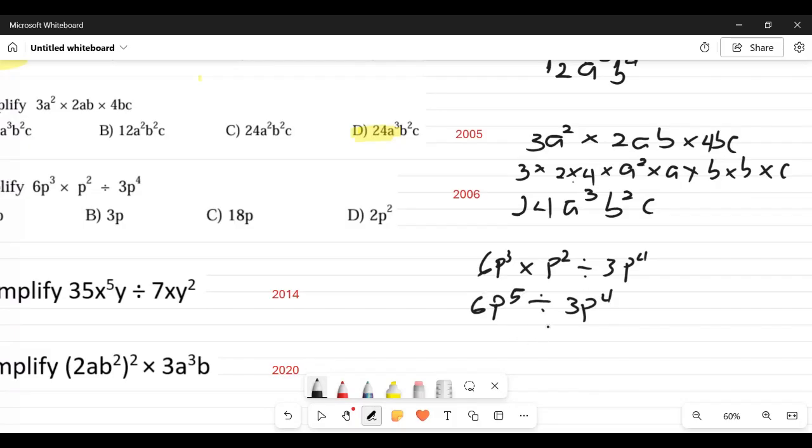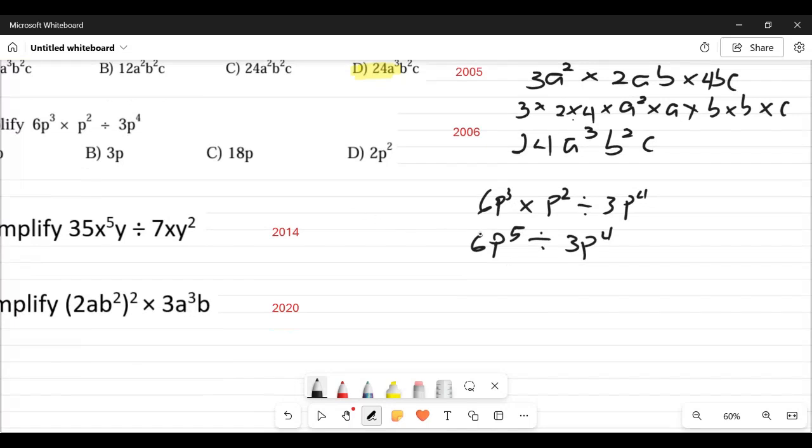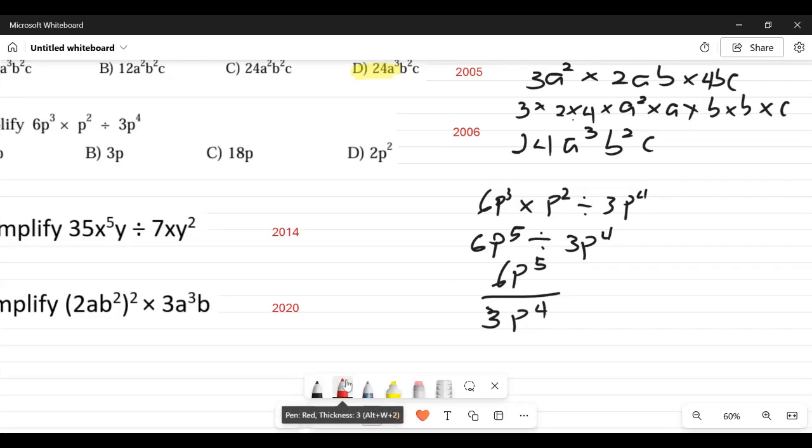Don't forget, this can be written as 6p exponent 5 all over 3p exponent 4. So we can do some cancellations here. Okay, so 3 goes into itself one time, 3 goes into 6 two times, and then p exponent 4 goes into itself one time and goes into p exponent 5 one p. All right, so the final answer is going to be 2p.